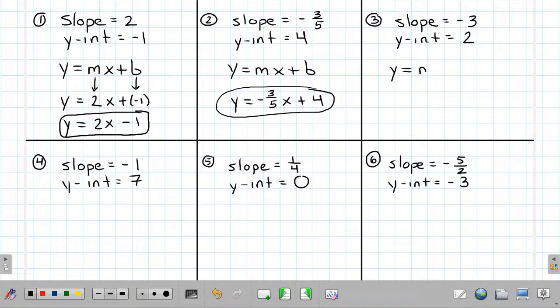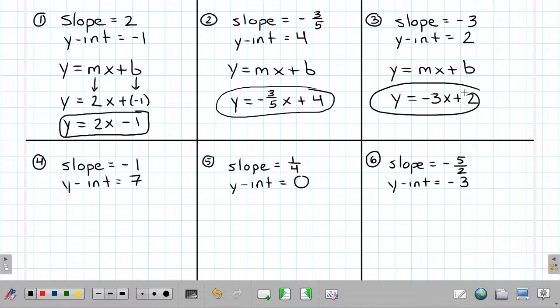Number 3, same exact thing. Y equals mx plus b. We'll plug in what you know. We don't know y. We know the slope is 3. We don't know x. And we know the y-intercept is 2, so plus 2. And there it is.